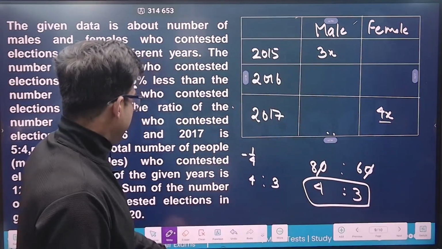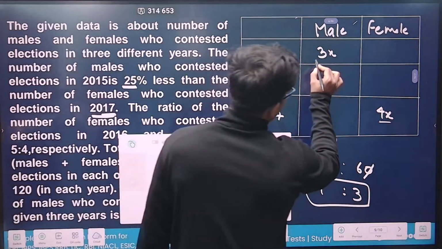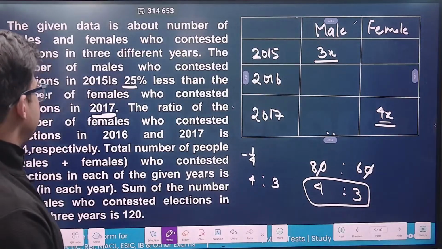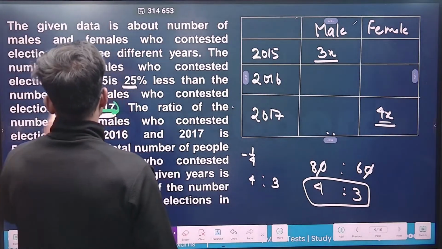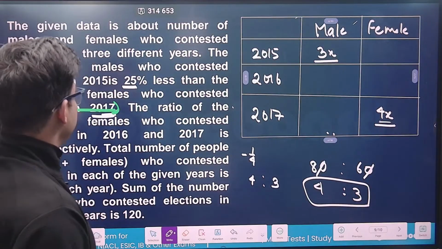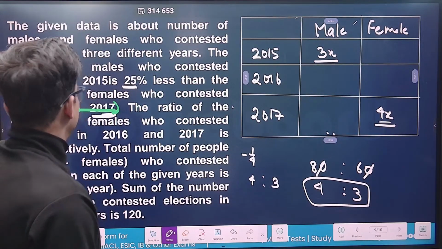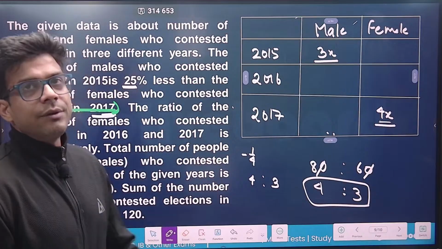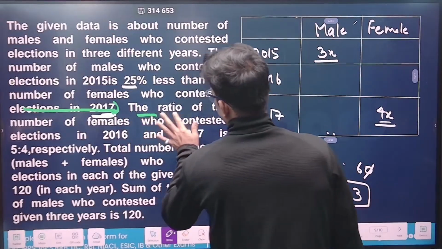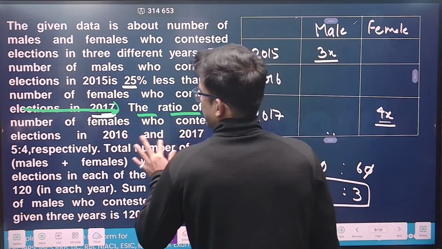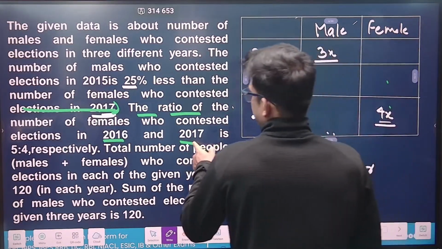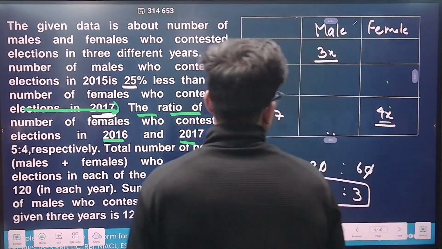Okay, and now you can see that this is basically 25% less. So you can understand from this logic also. Point 1 is clear. This much is clear to us. The ratio of the number of females who contested election in 2016 and 17 is 5:4. Ratio of female is 5:4. See, again read this point. The ratio of number of females who contested election in 2016 and 17 is basically 5:4. Is it also fine?